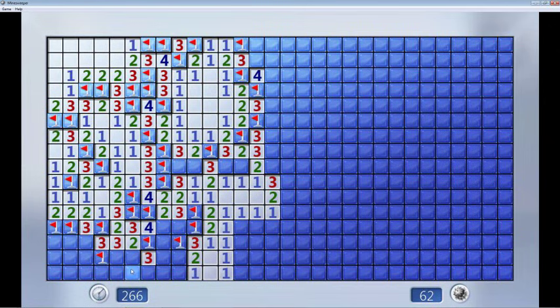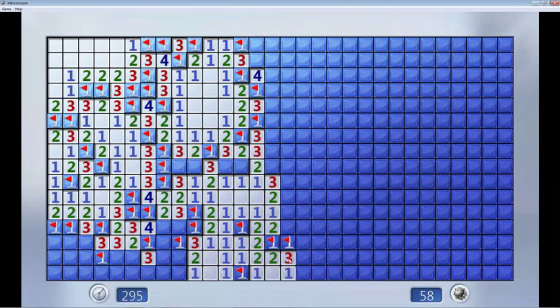Okay, it seems like there's no obvious way to get into this area over here, so we're going to leave it alone for now, and we'll come back to it later. The reason I do that, by the way, is because sometimes if there's an area that you can't get into, you can try to clear out the rest of the board, and then sometimes the number of mines that remain might help you get into this area. So we'll see if that happens.